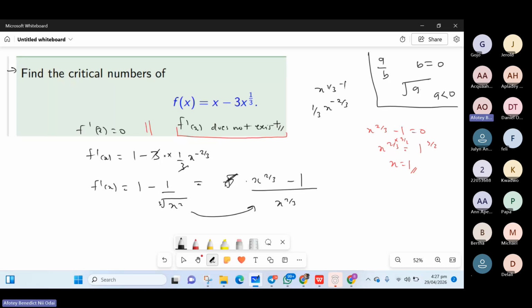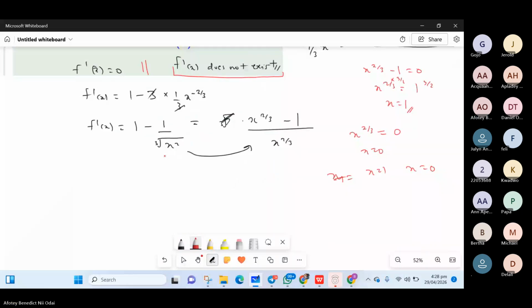Right? Now, let's proceed. Again, this is a fraction. So it's undefined when b, and in this case, our b is x to the power 2 on 3, is equal to 0. So when x is equal to 0, so our critical numbers are x is equal to 1, and x is equal to 0. Again, when you solve this, you have to conclude that therefore the critical numbers of the function are x is equal to 1 and x is equal to 0.